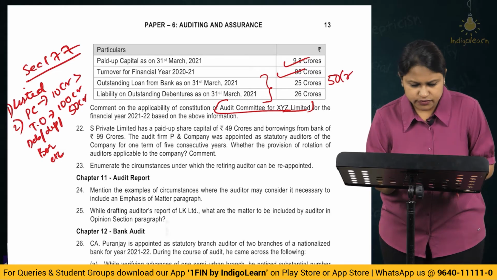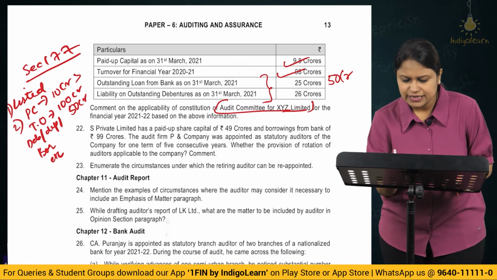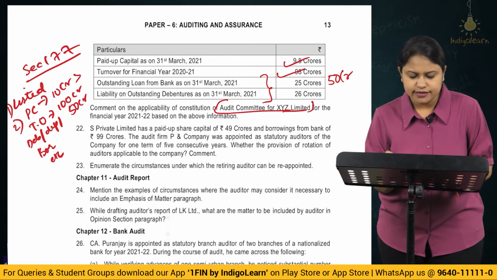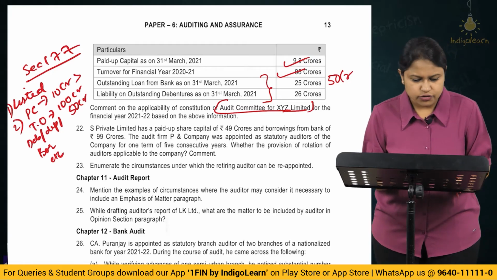So basically if you look at the question here, for the financial year 21-22, based on the information given, XYZ Limited is required to establish or form an audit committee. Okay, so that's a quite simple question.